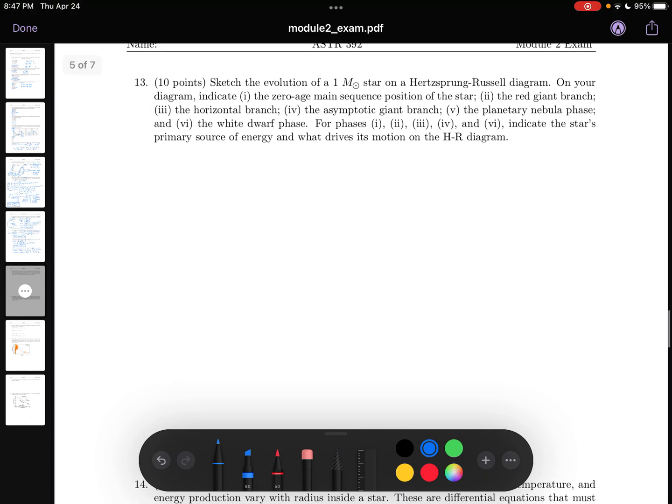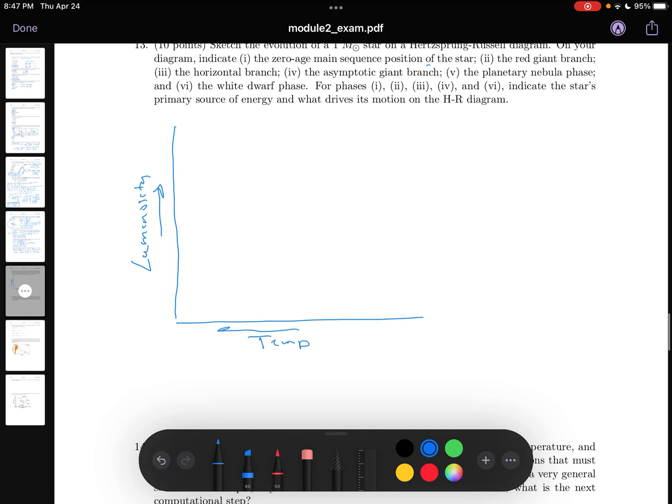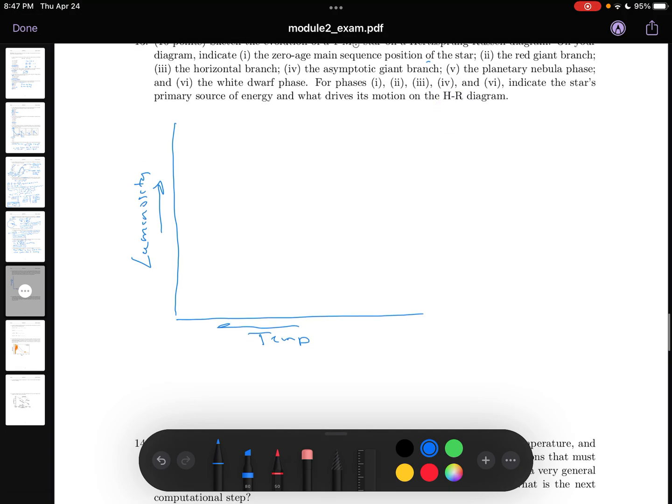Okay, this is a biggie. Sketch the evolution of a one solar mass star on the HR diagram, and then on your diagram, indicate the zero age main sequence. Okay, so let's get our HR diagram here. We have temperature increasing to the left, and then we have luminosity increasing this way. Okay, and we have the basic main sequence, like so.